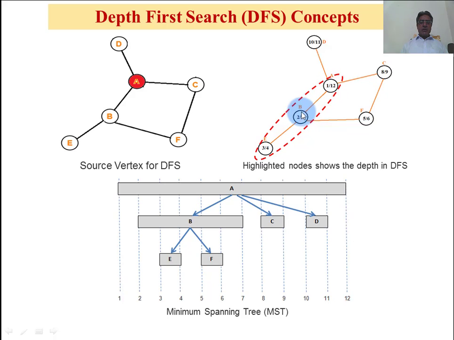What about B? B's starting time, or discovery time, is 2 and ending time is 7. So B started from 2, and its span is up to 7, 2 to 7, this is B, and similarly this is E. Where is E? This is E. Its discovery time is 3 and final time is 4.